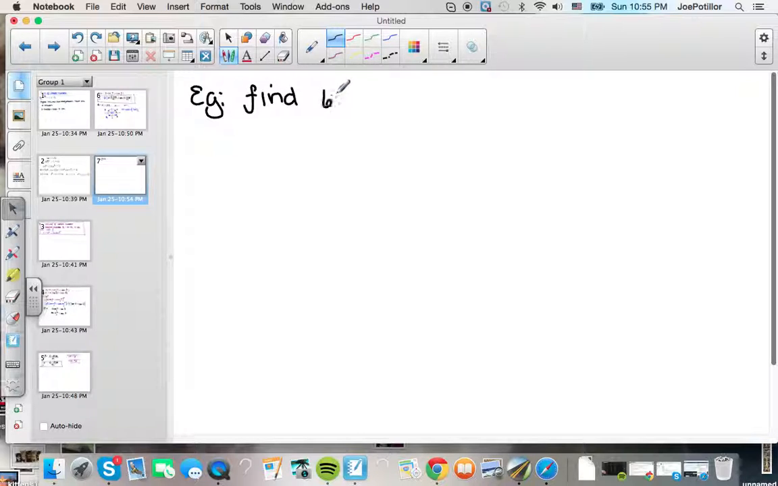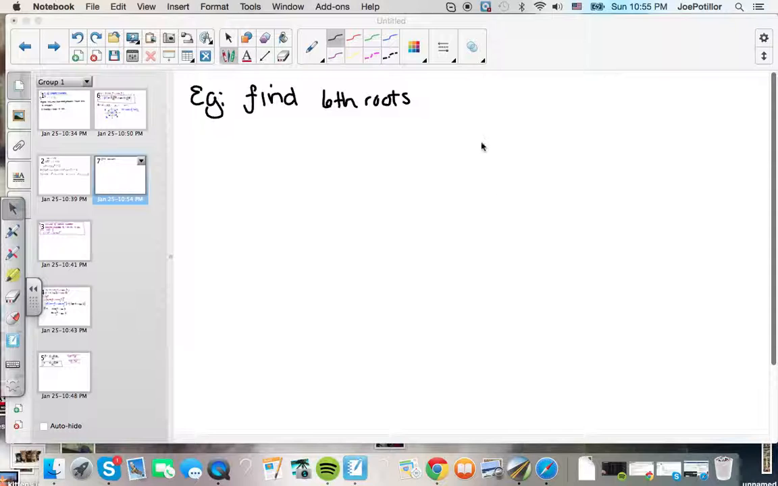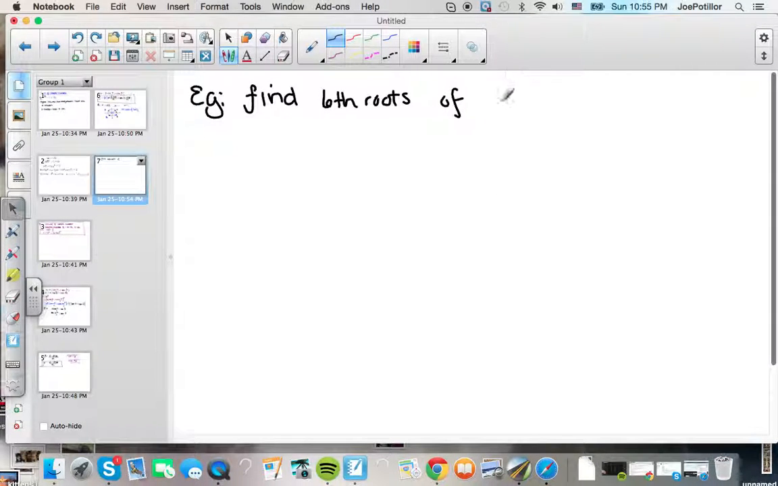Let's find the 6 roots. Something like this. x squared minus 1/2 is equal to 0. Ugly problem, which you could probably do using the quadratic formula. Who wants to do that?